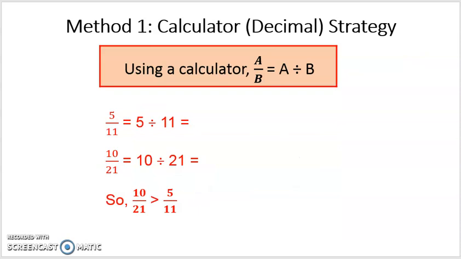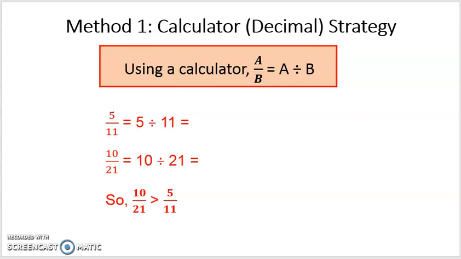So I advertised we're going to look at a few strategies. The first strategy is simply using your calculator and knowing that a fraction, a over b, remember that one of the concepts of the fraction is the fraction is a number. And what is that number equivalent to? A over b can be thought of as a divided by b. So 5/11 is 5 divided by 11. 10/21 is 10 divided by 21. So let's go ahead and do that.